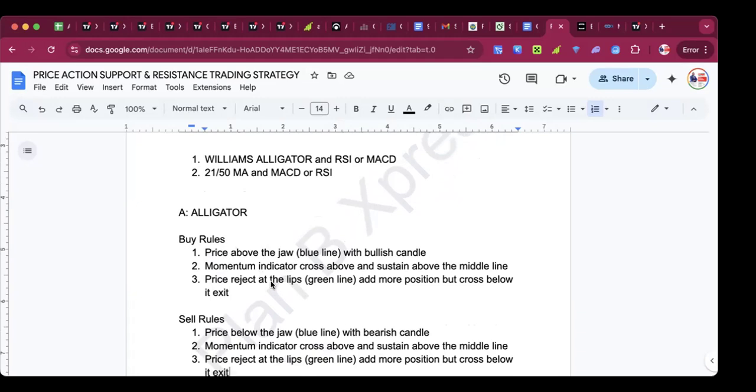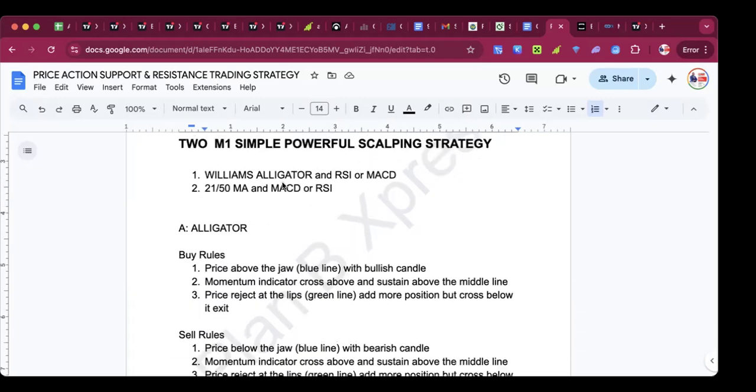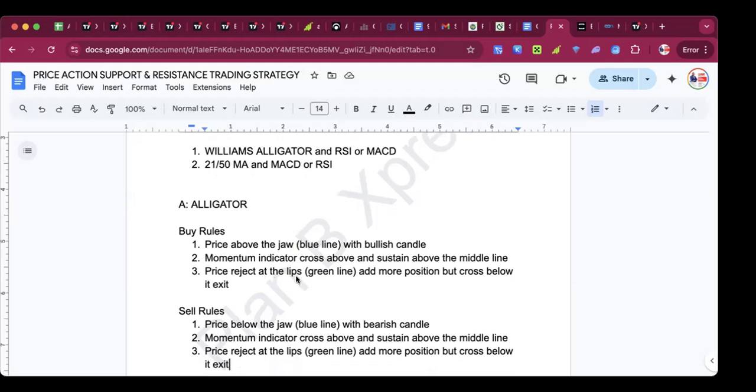So first, let's understand the rules. I'm not going to define what the alligator is all about, but it is better to use the alligator in combination with a momentum indicator, probably RSI or MACD. Then the rules to buy. First, price above the jaw. What is the jaw? The blue line of the alligator is the jaw, with a bullish candle.